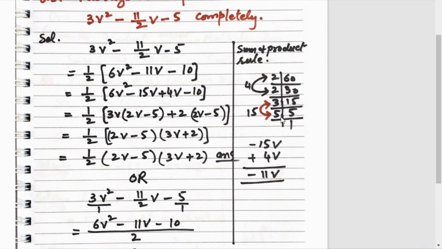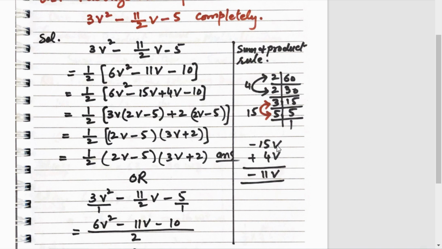2 2s are 4 and 5 3s are 15. Verbally, orally, or mentally, if you do this in your mind, 15 minus 4 is 11. It means you can adjust signs with 15 and 4. And 15 4s are 60. This is an appropriate pair of factors of 60, which after addition or subtraction can give us minus 11v.